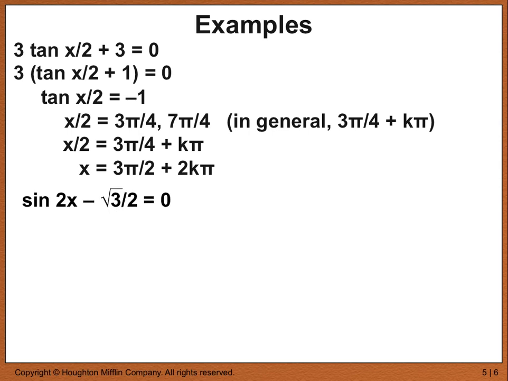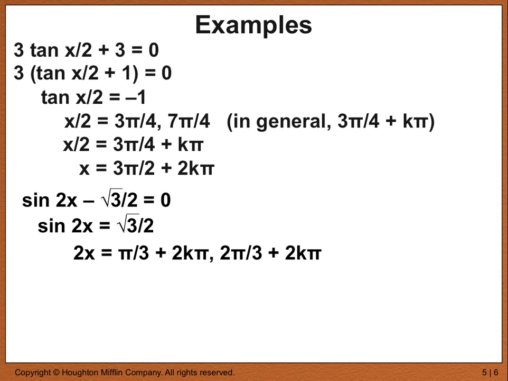All right, here's another example that you can work on by yourself. Sine 2x minus root 3 over 2 equals 0. All right, pause the video, try to do this on your own, and then resume when you have an answer. Going through the solution, we have sine 2x equals root 3 over 2.